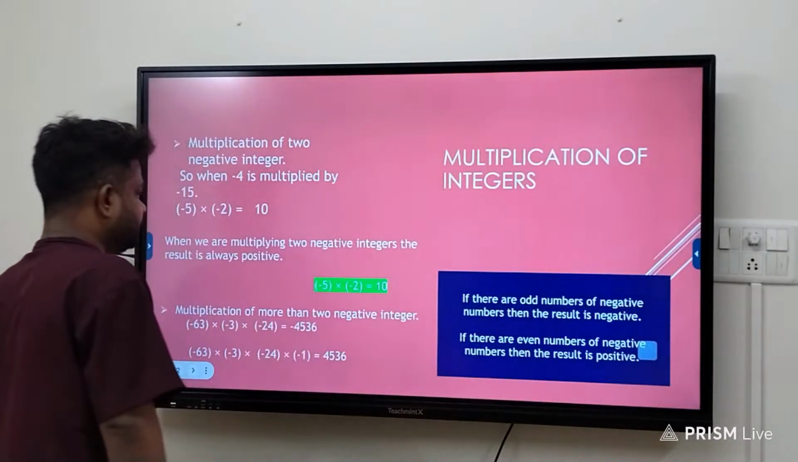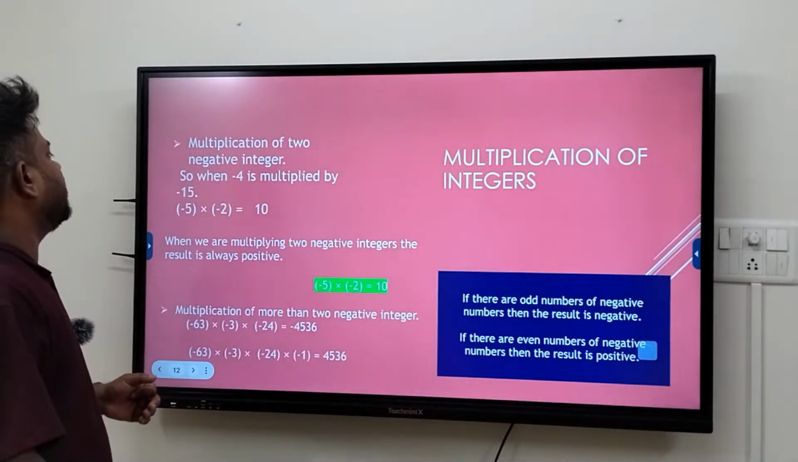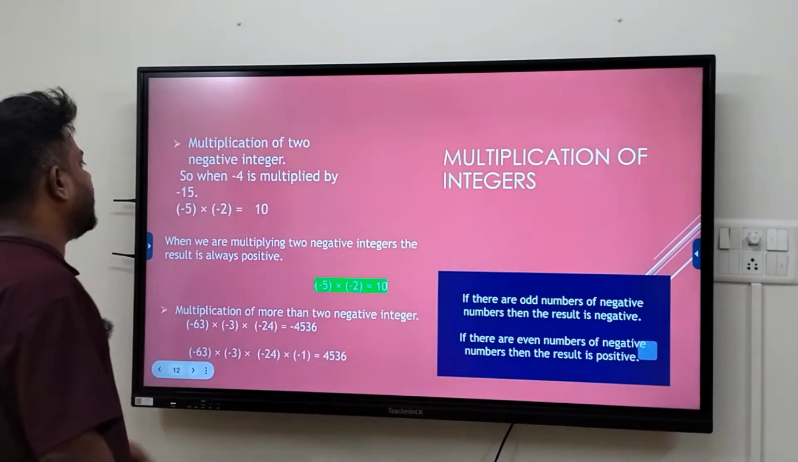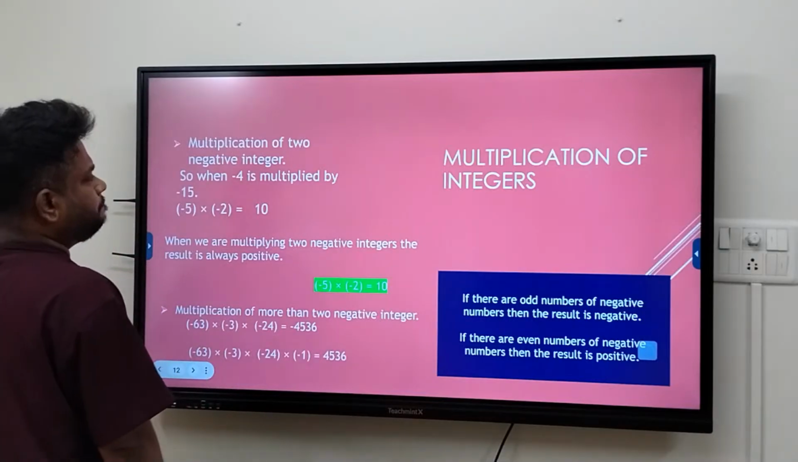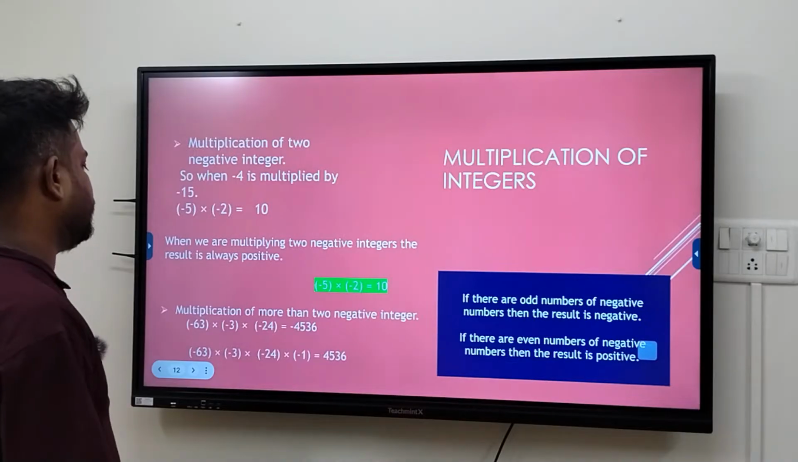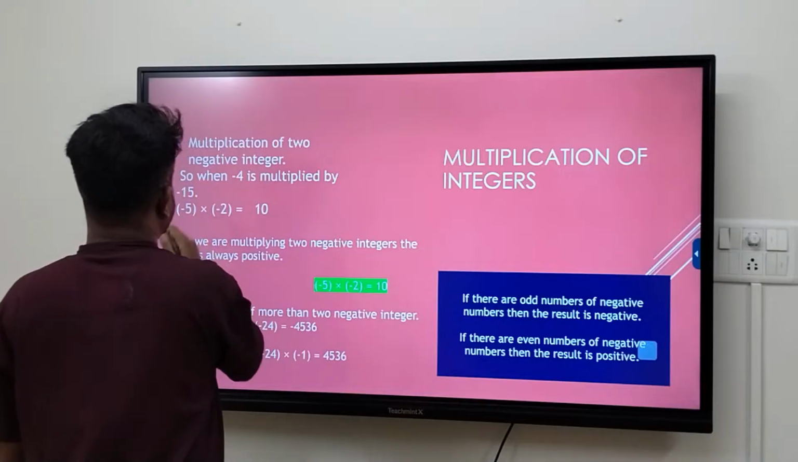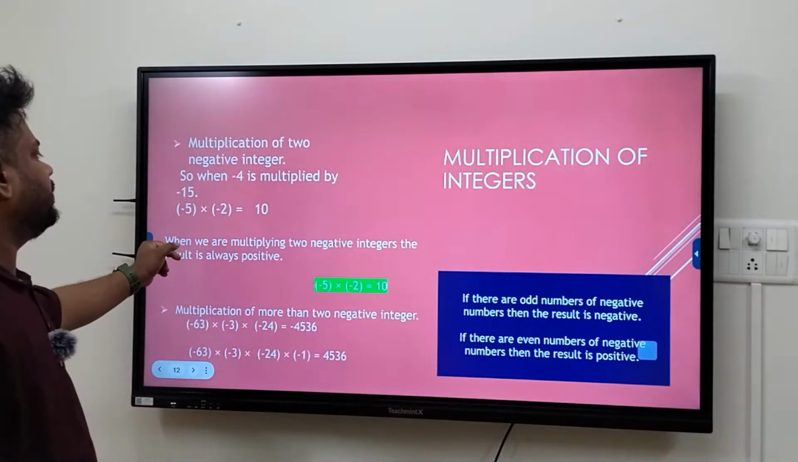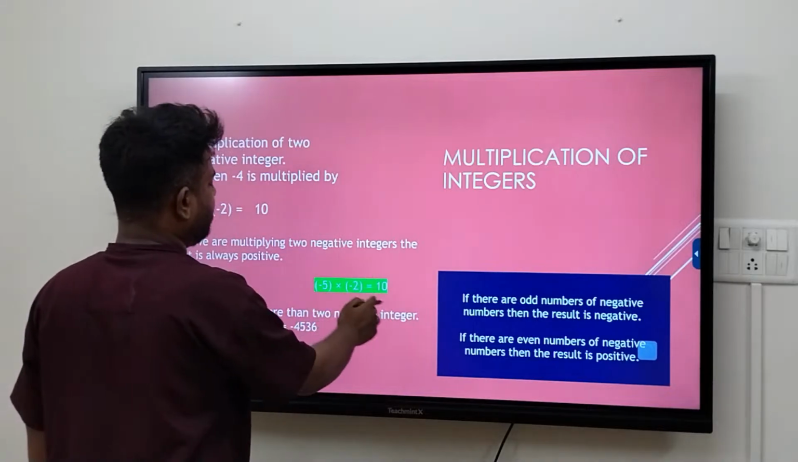Let's go further. Okay, this one is also like the same. Multiplication of two negative integers. So when minus 4 is multiplied by minus 5, okay, when we are multiplying two negative integers, the result is always positive. So here they tried to multiply minus 5 with minus 4, with minus 2, and the answer will be 10.